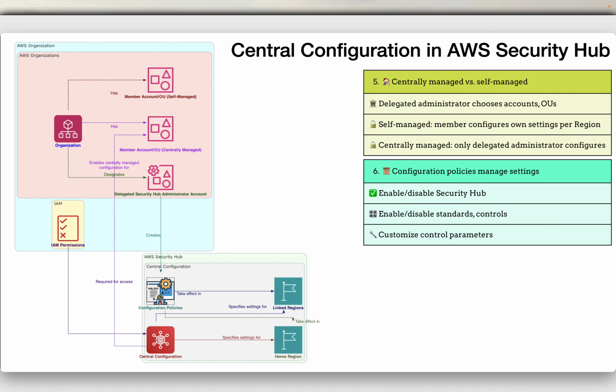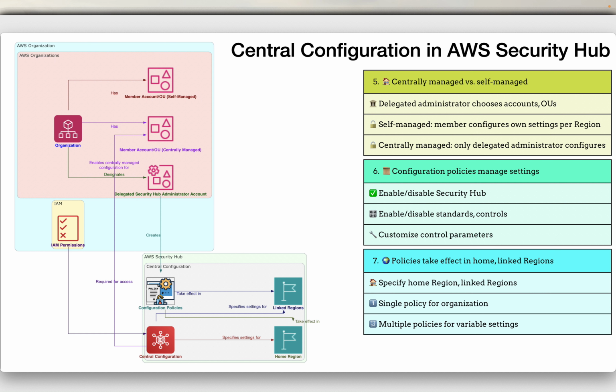To configure centrally managed accounts, the delegated administrator uses Security Hub configuration policies. These policies allow the delegated administrator to specify whether Security Hub is enabled or disabled, which standards and controls are enabled or disabled, and customize parameters of certain controls. Configuration policies take effect in the home region and all the linked regions. The delegated administrator specifies the organization's home region and linked regions before starting to use central configuration.